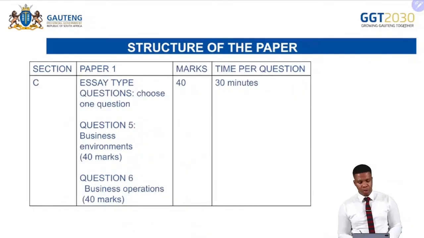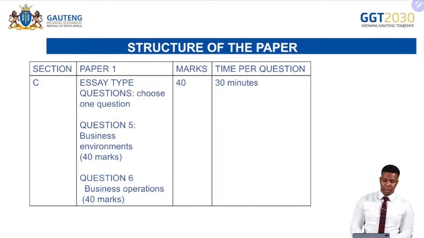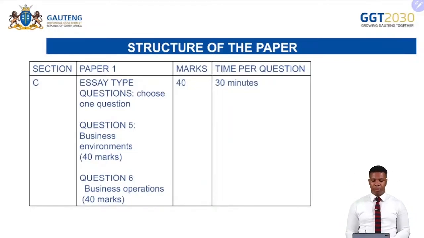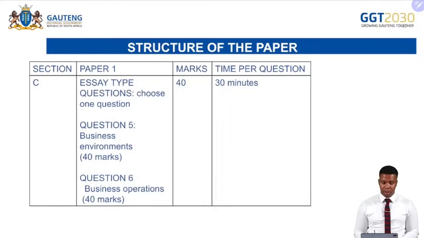And then when we look now into section C, section C as well consists of 2 questions, but the instruction is that you need to choose 1 question in your section C, meaning this is now a long question which we consider to be an essay question. So an essay question for question 5, for instance, will derive from the business environment.